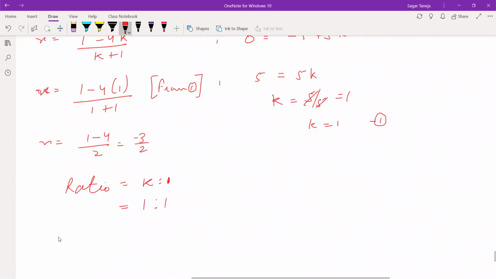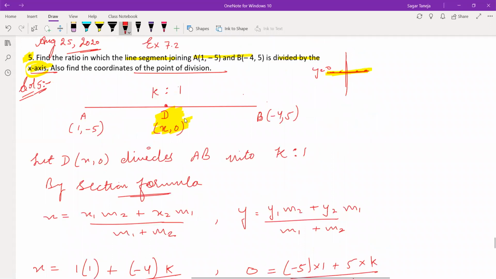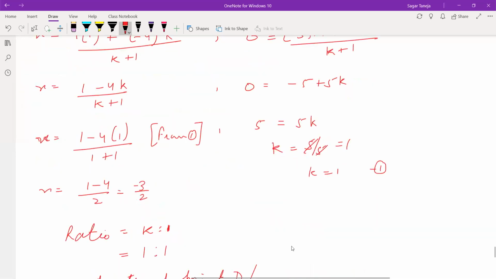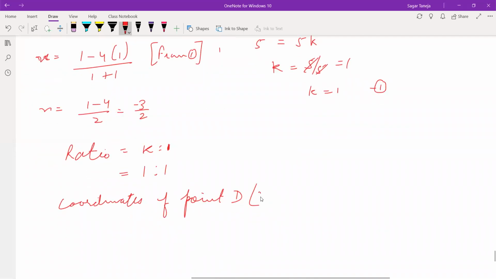After that, the coordinates of point D are x comma 0. In place of x, we have to put the value of x, which is minus 3 by 2 comma 0.